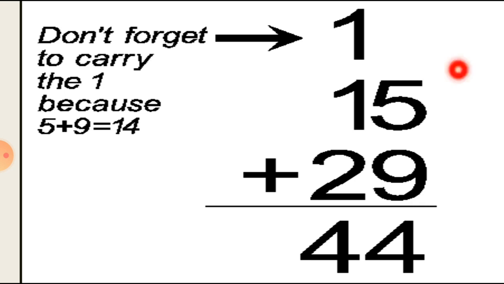Here is one example, that is 15 plus 29. The ones column is 5 and 9, which is at the right side. 5 plus 9 is equal to 14. In this 14, the number 4 is at the ones place, so we write down 4 at the ones place, and the other 1 will be carried forward to the tens column. Don't forget to carry the number 1 to the tens column. So we have to add this 1 into the tens column.